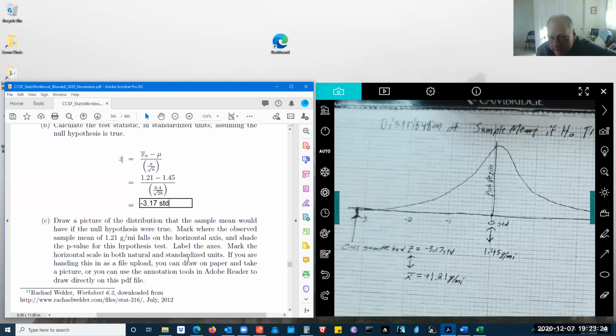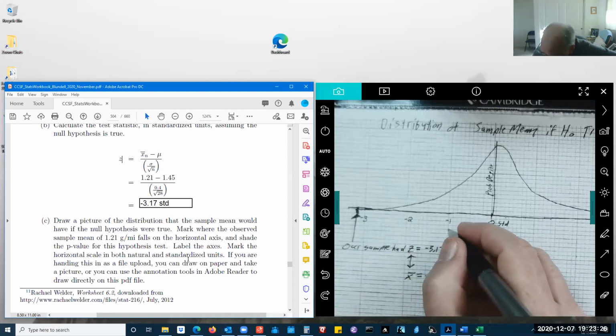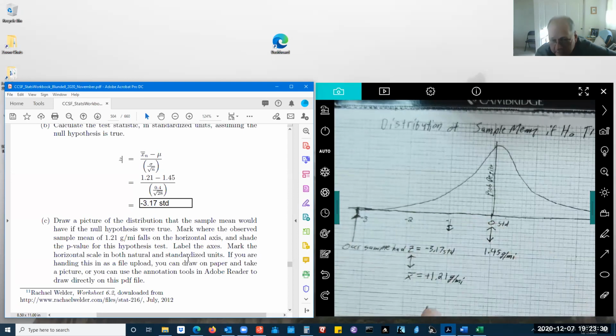So there's our sample. And let's see, I need to mark the scale. So the -1 was, let's see, our standard deviation.